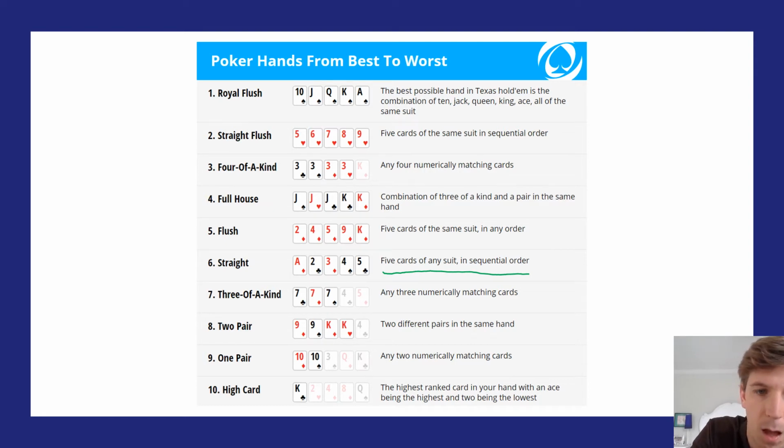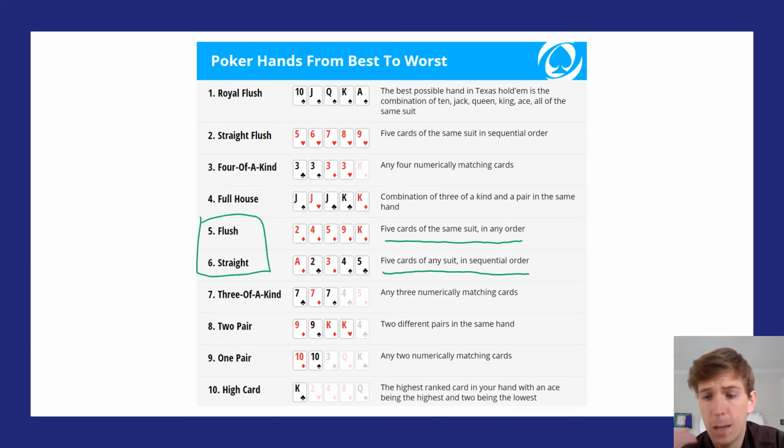Okay. A flush, 5 cards of the same suit, any order. Full house, 3 of one card, 2 of another. 4 of a kind, self-explanatory. A straight flush is a combination of straight and flush, hence the name. So they need to be all in rank order, but also all the same suit.